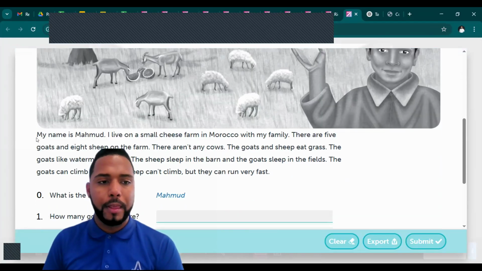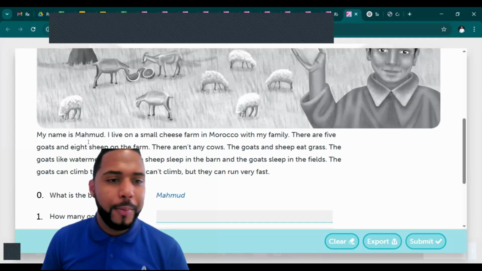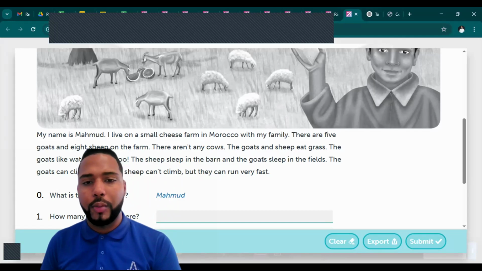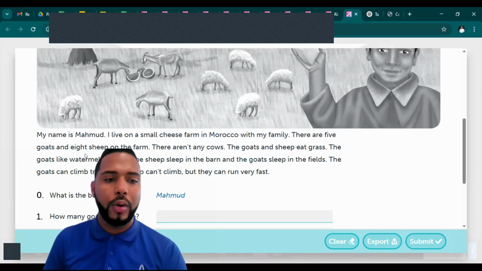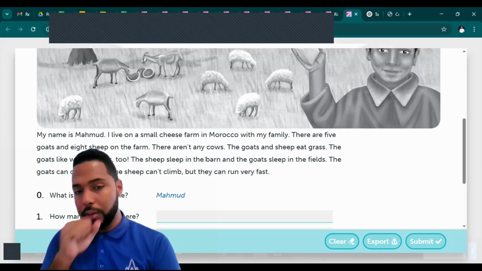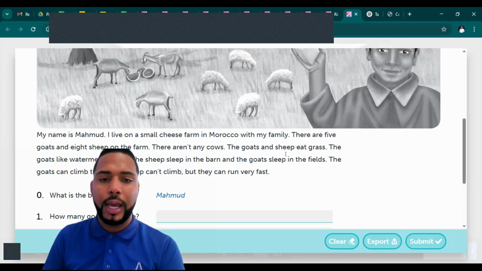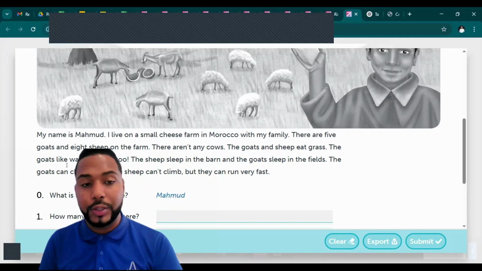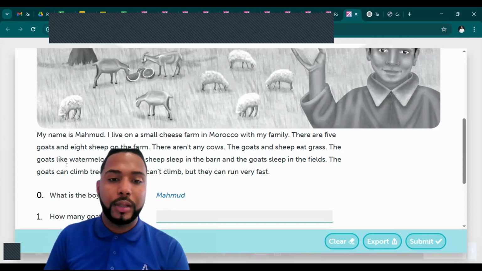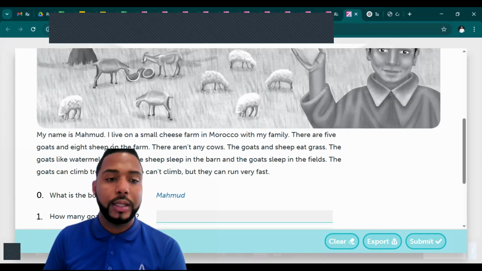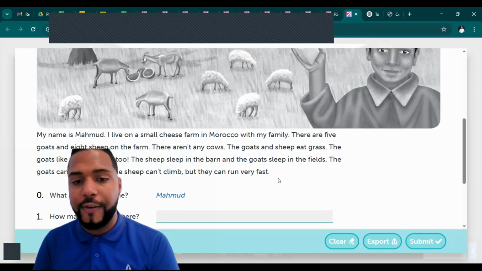So look at this. My name is Mahmoud. I live in a small sheep farm, Morocco, with my family. There are 5 goats and 8 sheep on the farm. There aren't any cows. The goats and sheep eat grass. The goats like watermelons too. The sheep sleep in the barn and the goats sleep in the fields. The goats can climb trees. The sheep can't climb, but they can run very fast.